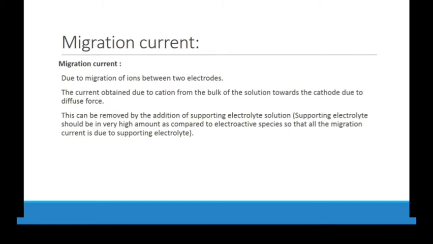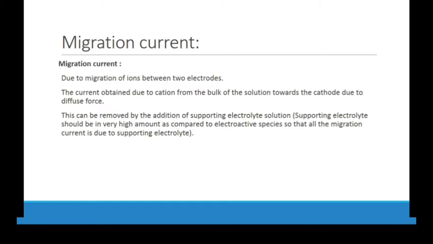We only need the current produced because of diffusion of ions, so by concentration gradient. So this is also diffusion, but we need the current that arises when we apply potential, due to diffusion because of the concentration gradient.